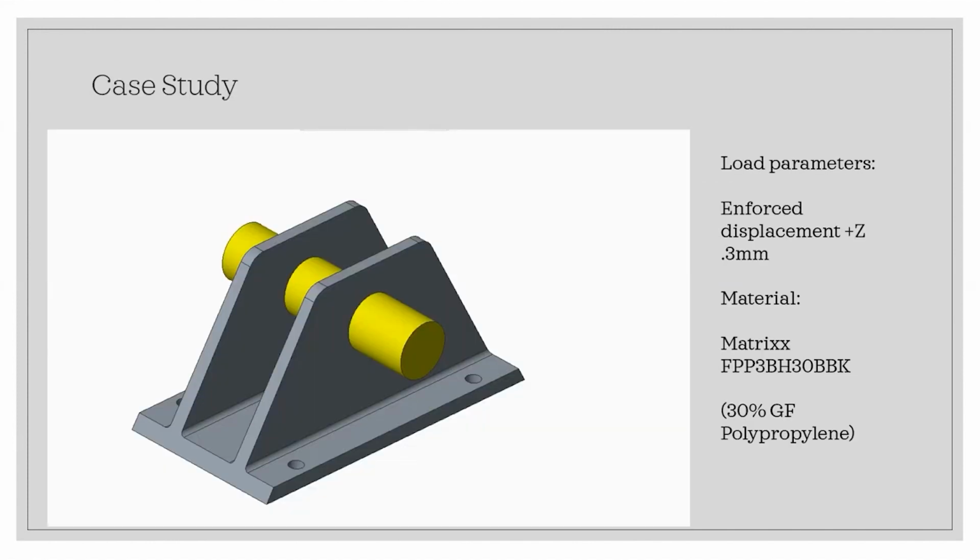So for this afternoon, we've got a case study on a simple part. We've got a clevis, which is an injection molded component. We've got a steel rod through the lug, and we're going to impart a displacement load on that rod.